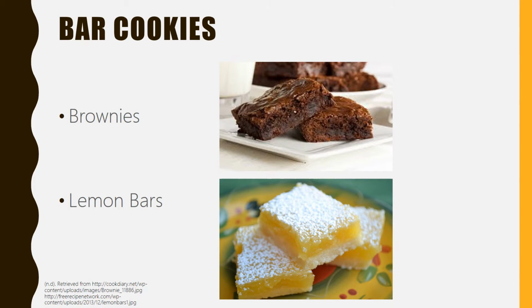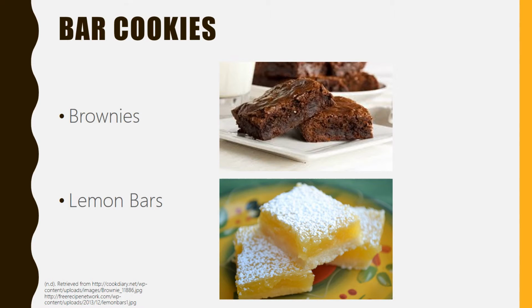Brownies. A rich chocolate cake named after its color. Brownies may or may not contain nuts. Lemon bars. Lemon bars are bar cookies that have a sweet, rich, tart, lemony custard top on a shortbread base.